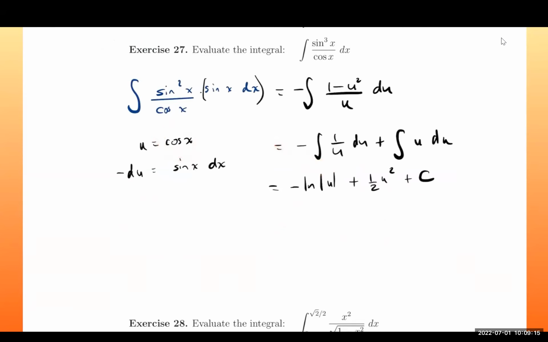And of course, our final step is to resubstitute cosine x in for u. So that will do it. It's going to be negative ln of absolute value of cosine of x plus 1/2 cosine squared of x plus c. That is our final answer.